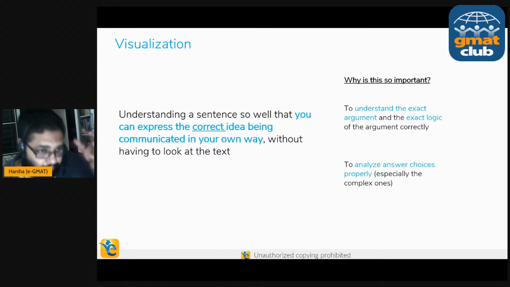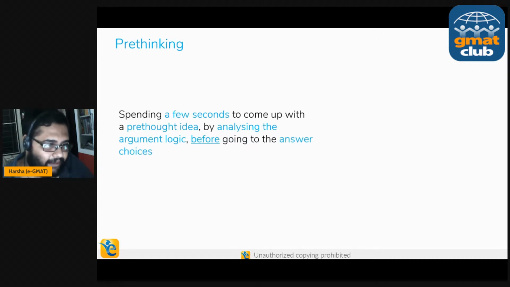It's only when you get into this level of understanding sentences that your answer choice analysis also becomes easier, especially when you solve the complex questions, the ones with complex answer choices. This skill is vital. So if so far we are good, let me get into the other element. So we saw visualization, that's practically my punch one.